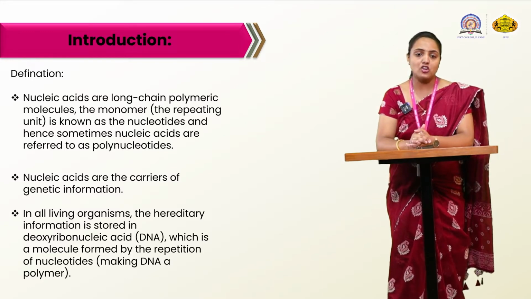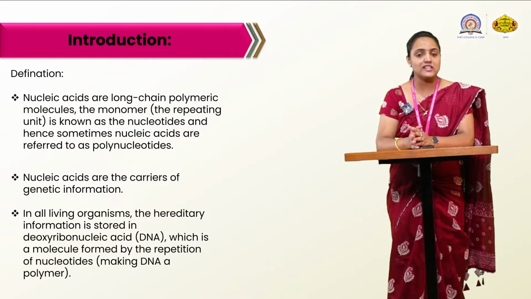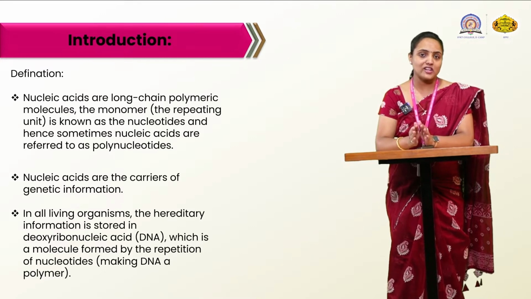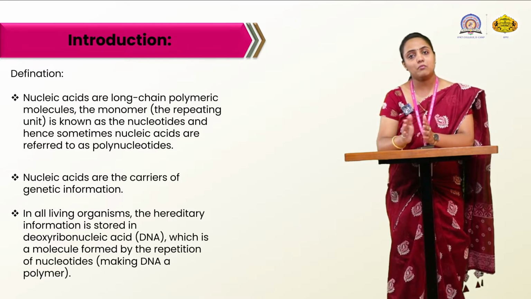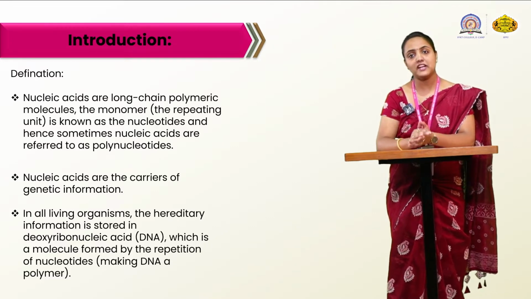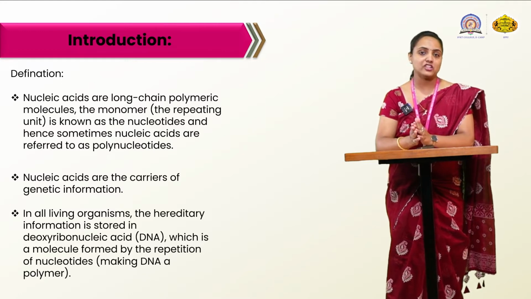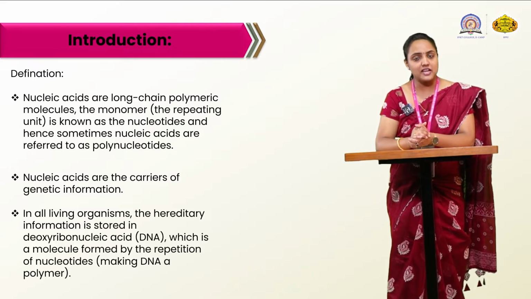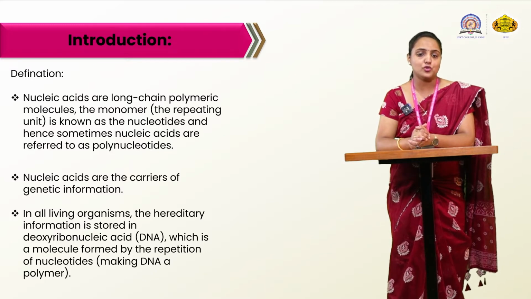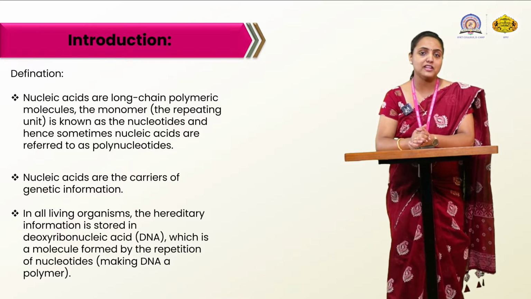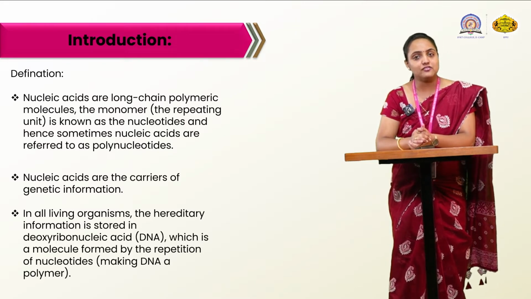Nucleic acids are long chain polymeric molecules. The monomer, that is the repeating unit, is known as the nucleotide. One nucleotide is bonded by a phosphodiester bond to another nucleotide, and a long polynucleotide chain is formed. And that long chain is supercoiled and is incorporated in the cell in the form of DNA. Hence nucleic acids are sometimes referred to as polynucleotides because they are made up of many nucleotides. We know that nucleic acids are the carriers of genetic information.